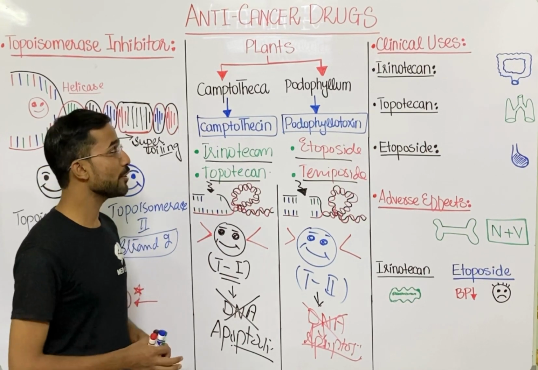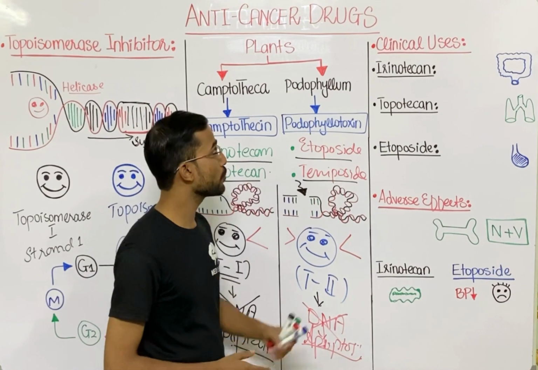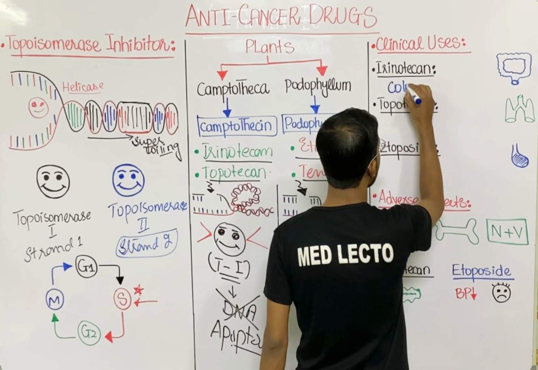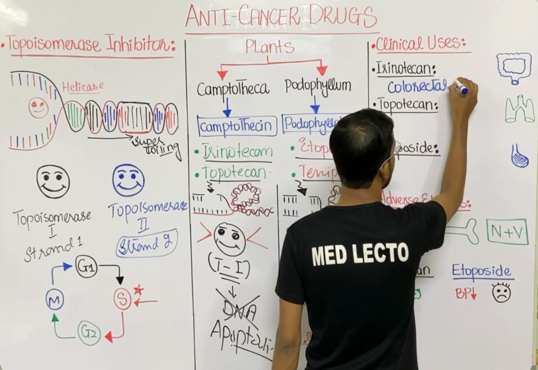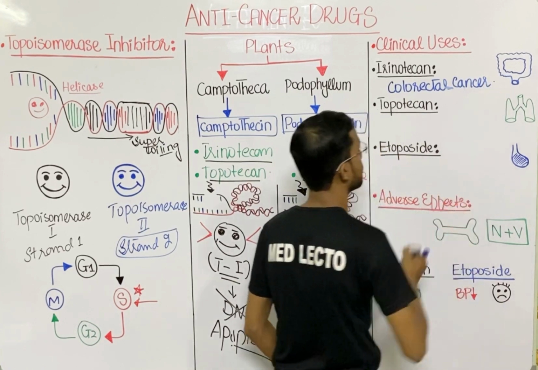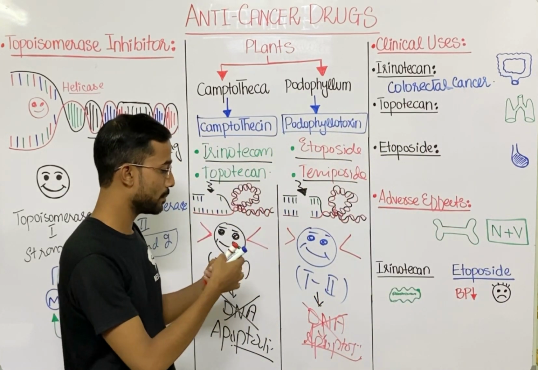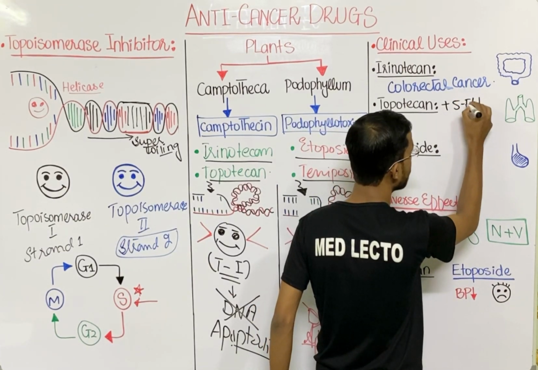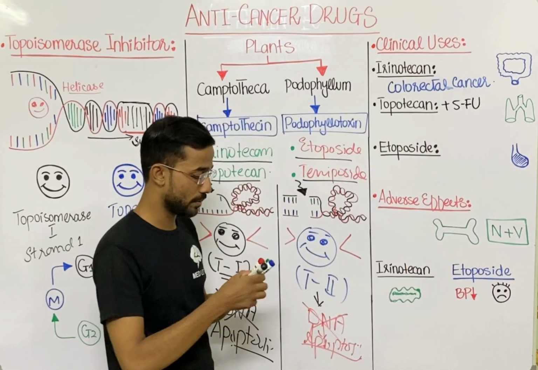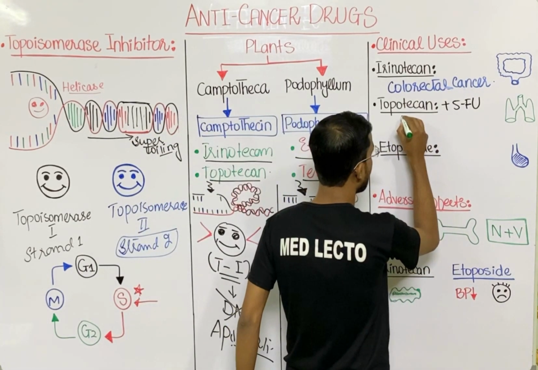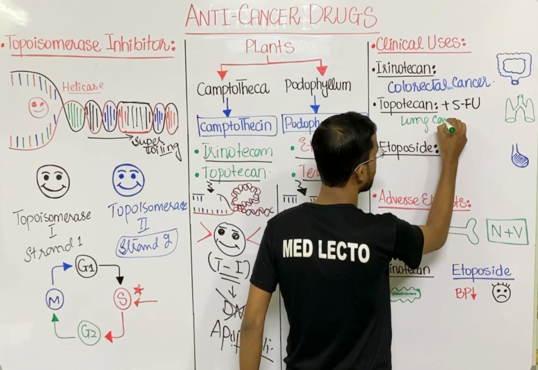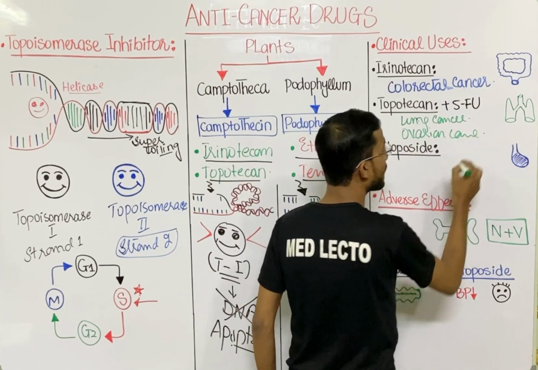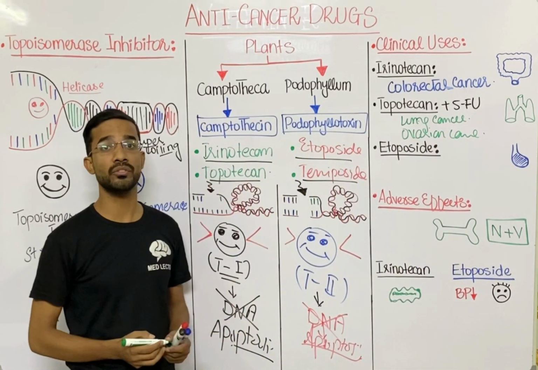Okay, so if we see the clinical uses of these drugs, first is Irinotecan, that is most important, used in colorectal cancer. Okay, Topotecan is actually used along with 5-fluorouracil, that is actually used in lung cancer or for ovarian cancer, metastatic ovarian cancer. That is the use of the Topotecan.